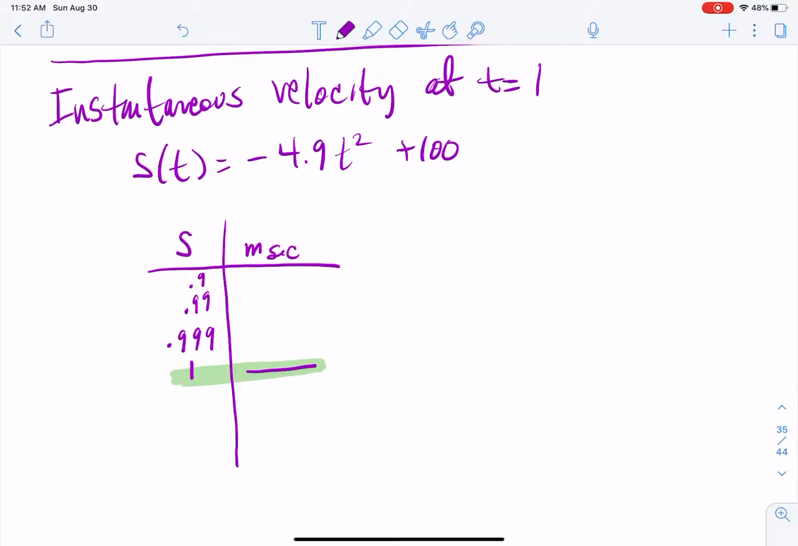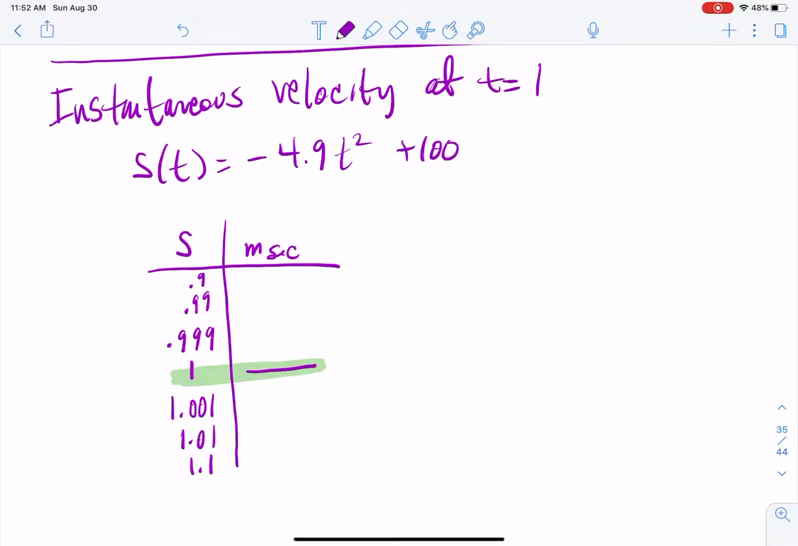But to get a better idea, because sometimes I don't know, is it stopping at a particular point? I want to look at it from the other direction as well. So I'm going to make this very symmetric. So a little bit bigger than 1: 1.001, 1.01, and 1.1. Okay.